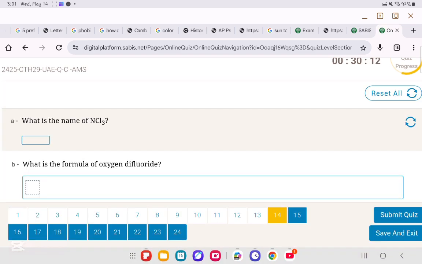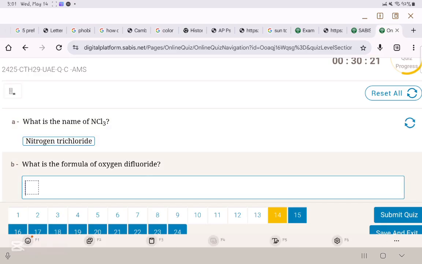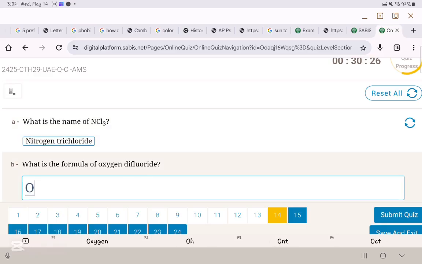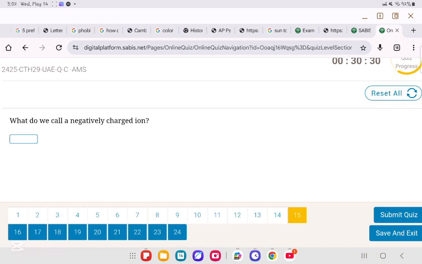We move on to question number 14 here. This is very easy. You should know how to name them by now. This is nitrogen trichloride. Okay, what is the formula of oxygen difluoride? Oxygen is O, difluoride means you have 2 fluorine, OF2. We move on to question number 15.